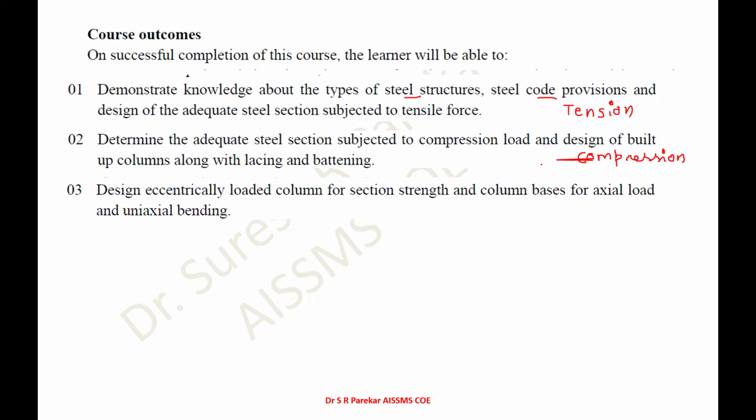Now go to the third unit. We are going to design eccentrically loaded columns for section strength, and column bases for axial load and uniaxial bending. Try to understand that the first two units are designed for axial members. If you revise mechanics of structures, in unit number 5 we had eccentric columns, and here we have to design for axial load and uniaxial bending. We have seen uniaxial bending and biaxial bending also. If my load is on one of the axes, then it will act as uniaxial. And if that load is somewhere in between, then that will be biaxial.